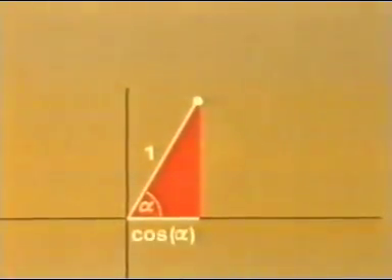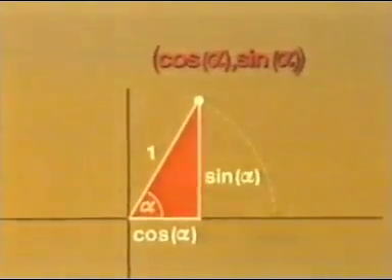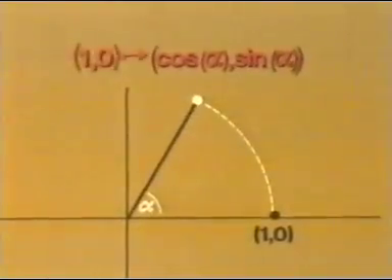The adjacent side is just cos alpha, and the opposite side is sine alpha. So the coordinates of this point are cos alpha, sine alpha. But that's the point that 1, 0 goes to. So when we rotate through alpha, 1, 0 goes to cos alpha, sine alpha.